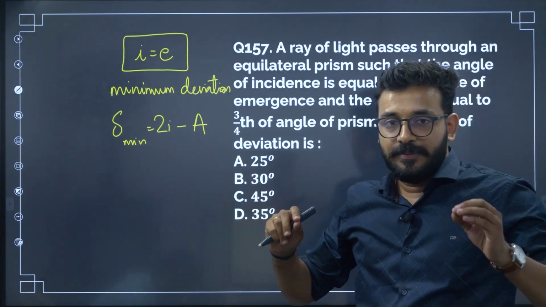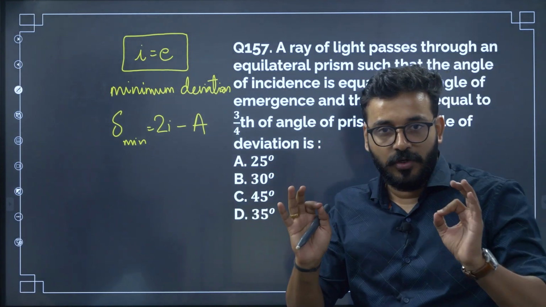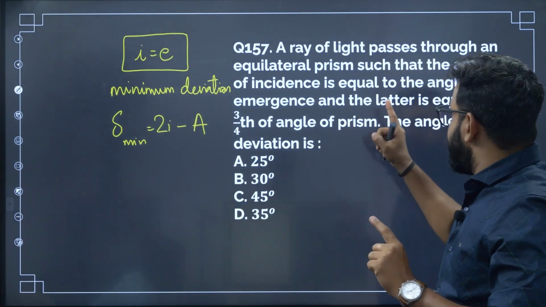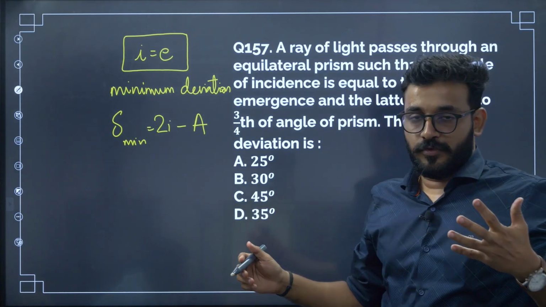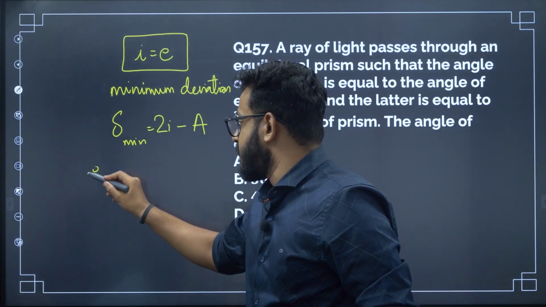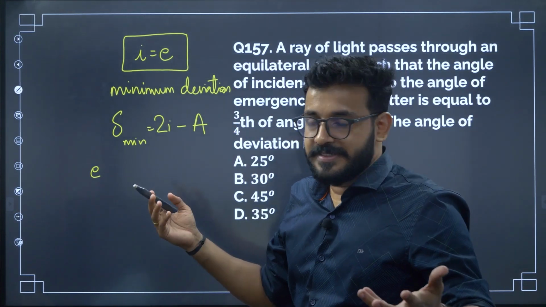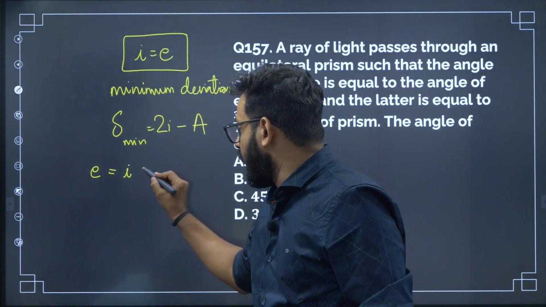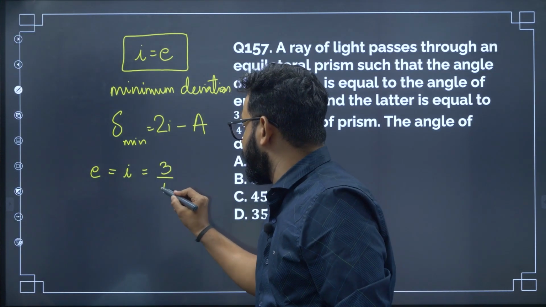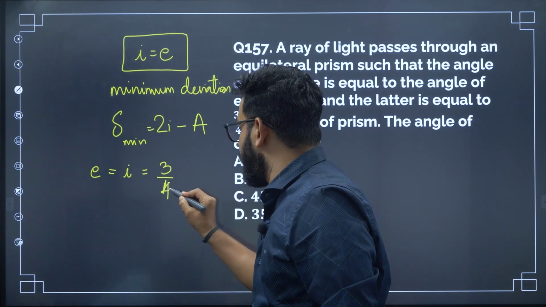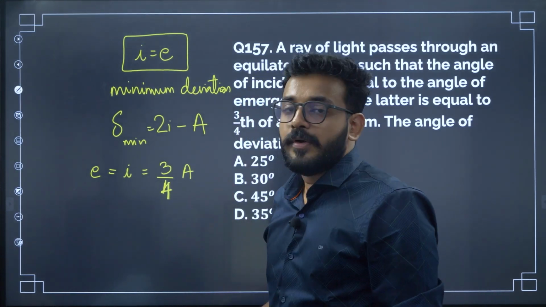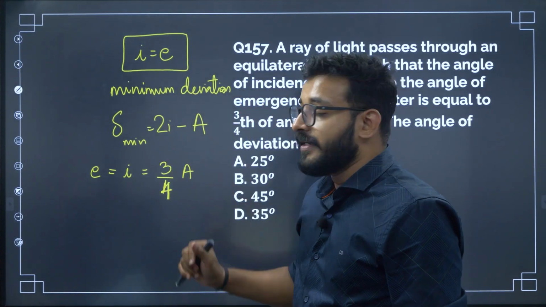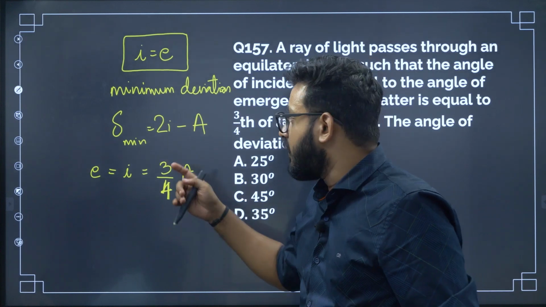So now we have the basics. Now let us see the further clues given in the question. The angle of emergence is equal to 3/4, that is, since emergence and incidence are both the same, both are equal to 3/4 of the angle of the prism, 3/4 of A. So now substitute this here so that you can find the answer.